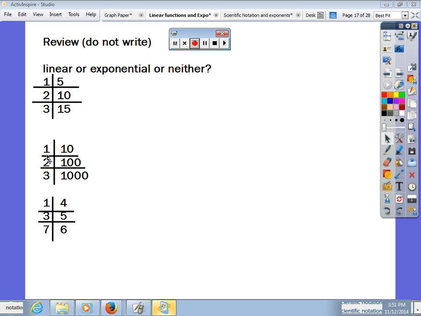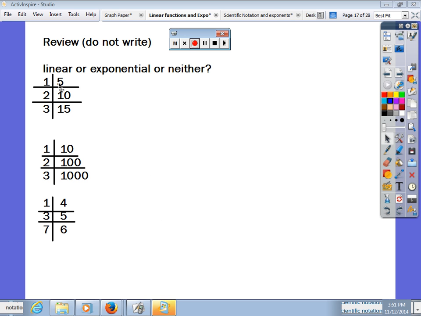Let's come down to the second table. You can see that I'm multiplying this times 10 to get 100, and then 100 times 10 to get 1,000. So that means that this would be exponential because I'm always multiplying. Now if we looked right here, it looks like I'm always adding 1. But you have to look at your x-coordinates as well, because since I'm skipping, that means that I'm not adding 1 consecutively to each number in my term. So this would be a neither problem.